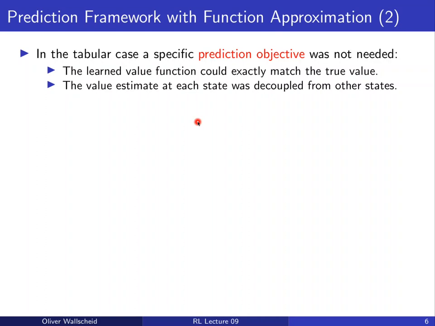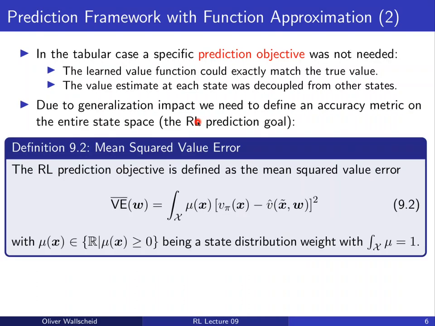So therefore, we have to introduce a specific prediction objective for our problem space here when using function approximation. And this prediction objective, which we are going to try to minimize or optimize in a sense, is the mean squared value error, which we denote here as VE overline, which is again, of course, a function of the parameter vector w. So this part here is more or less, I believe, clear.